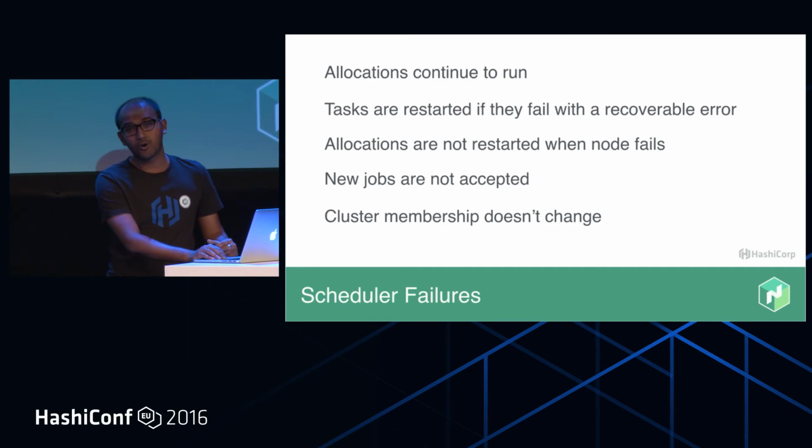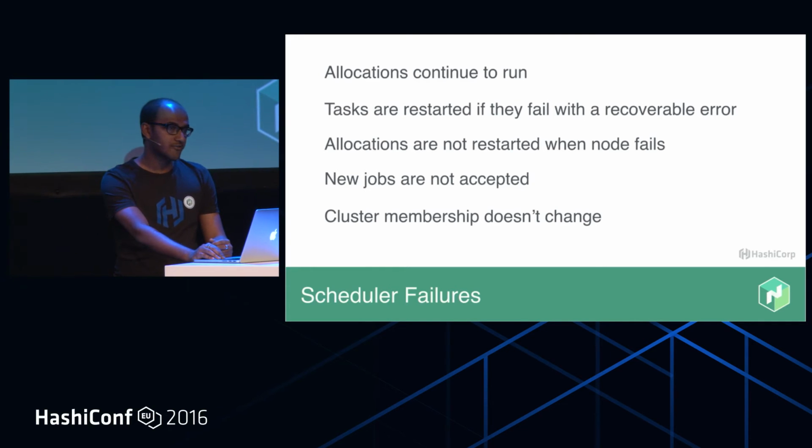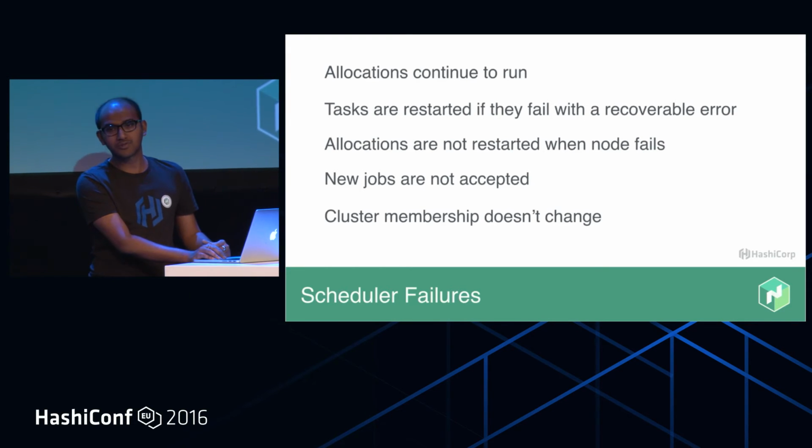So if Nomad fails, for example, your allocations, your jobs that you're running on your cluster are going to continue to run. And if a task is failing because of a recoverable error, Nomad is going to restart it. But if a node fails, then the tasks are not going to move around. And when the schedulers fail, Nomad is not going to accept new jobs. And the cluster membership is also not going to change.